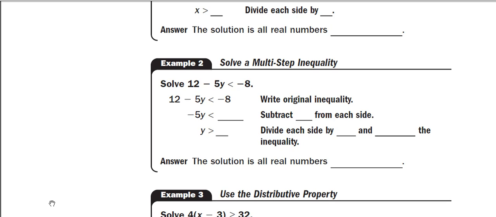Okay, the next one's example 2, just slightly different. What this is going to do is make us take basically an extra step or a different step, where when we divide by -5 in this case, what's going to happen is we're going to have to switch the inequality. So always something to watch for and something to remember.